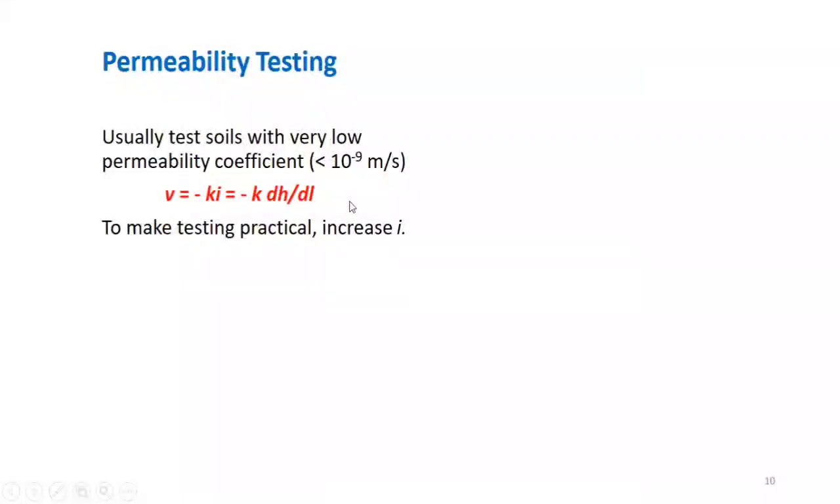So to make the testing practical, when I say practical, that means to make it a bit less time consuming, what you can do is you can increase the hydraulic gradient so that the velocity of flow increases, and you can get the test results of the lab permeability easily.